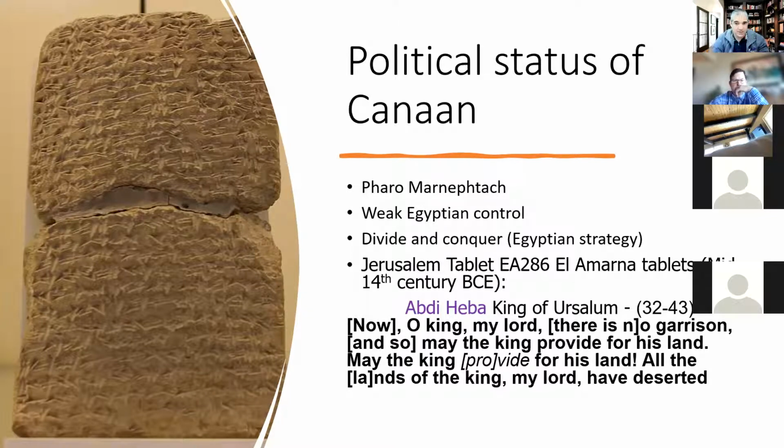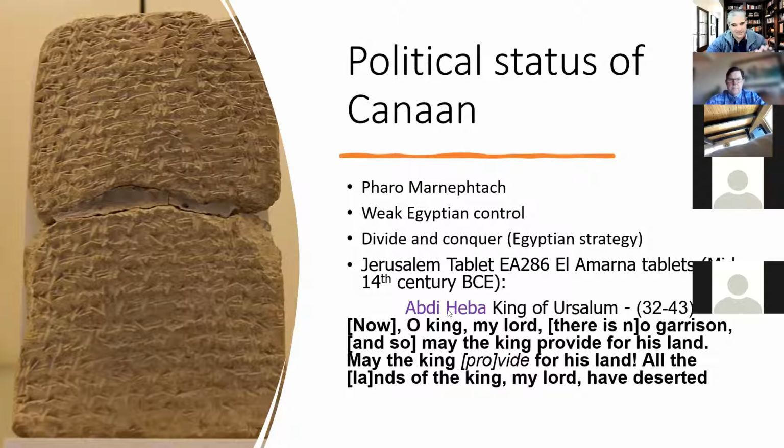This one right here is tablet number 286 and 287. Okay, and this is from a king by the name Abdi Chepa, king of Ursalum. Ursalum is Jerusalem. This is the city of Jerusalem. We're talking 14th century BC, about 100 years before Joshua enters into the land and fights against Ursalum.